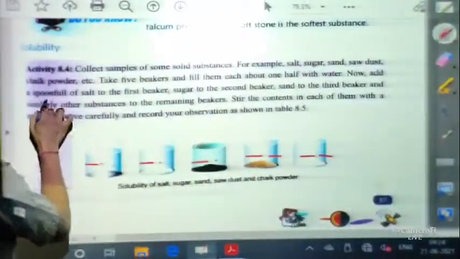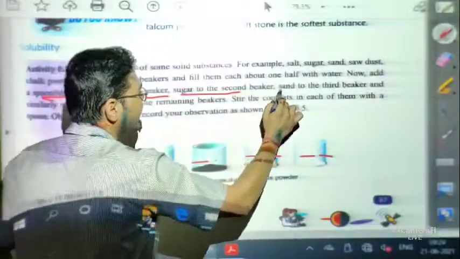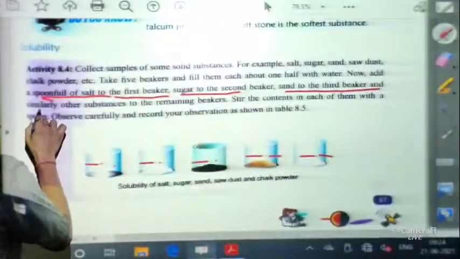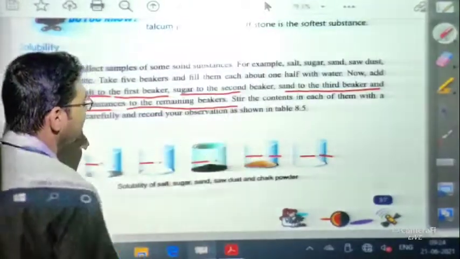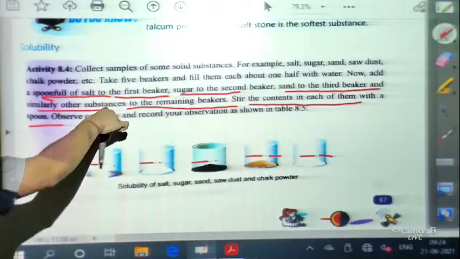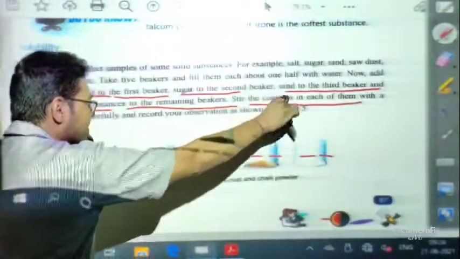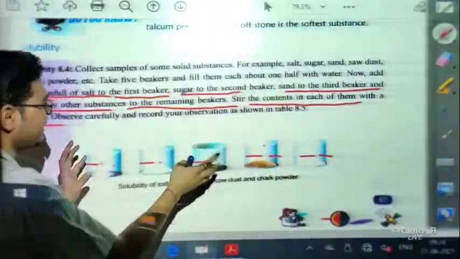Now add a spoonful of salt to the first beaker, sugar to the second beaker, sand to the third beaker. Similarly, add the other substances to the remaining beakers, and stir the contents of each of them with a spoon. We just take a spoon and stir the solution properly in each beaker, like this. So what will happen? All these things will mix with the water, and record your observations.